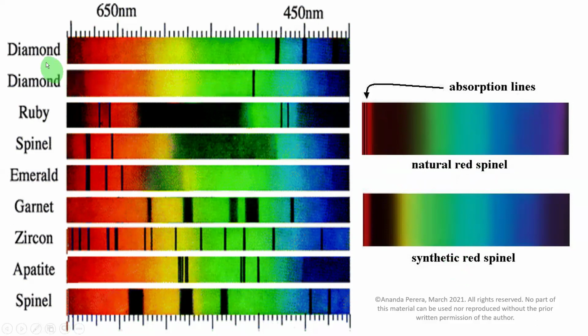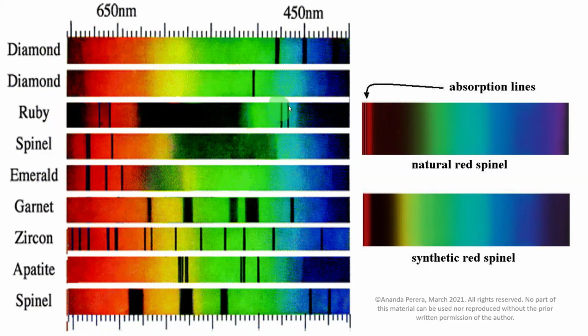Now look at the diamond. If it is diamond, the absorption spectrum comes like this. 700 to 400, this is the place. At 450 nanometers, and here, there are two lines. Then here, the black area. Another diamond gives this.